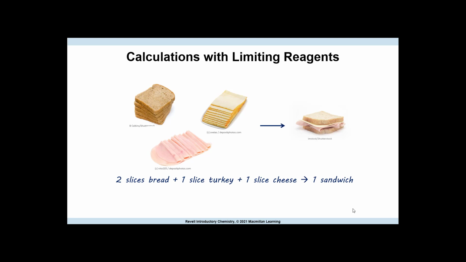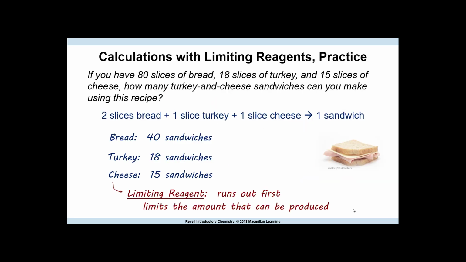sandwich. This equation gives us not only the recipe for making 1 sandwich, it also gives us the ratio for making many sandwiches. If we were to make many sandwiches, such as for 100 people, we would still follow the same ratios. So let's take a look here. If you have 80 slices of bread, 18 slices of turkey, and 15 slices of cheese, how many turkey and cheese sandwiches can you make using this recipe?